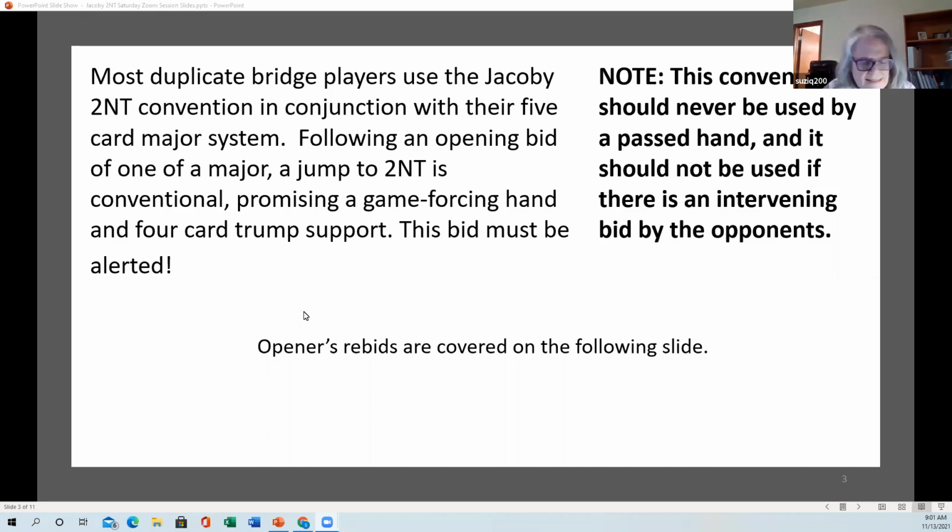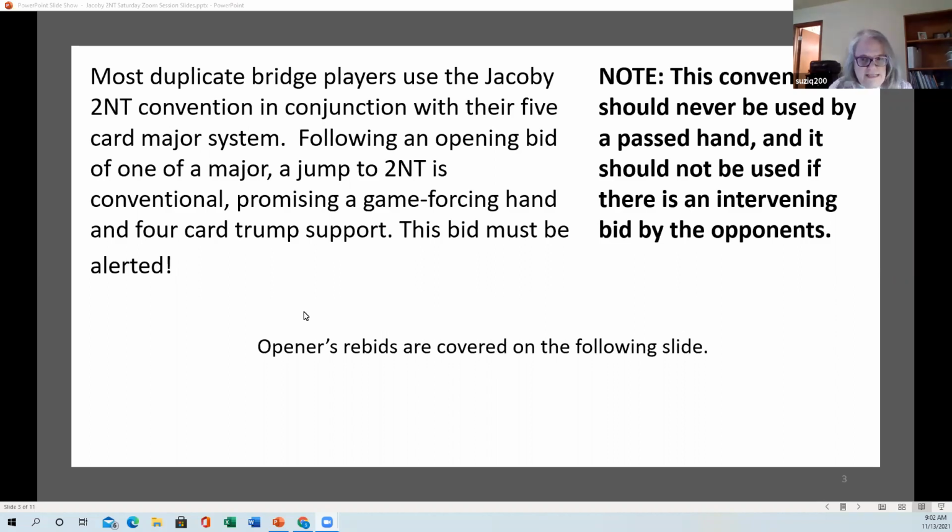There are a number of ways out there that you can show a game forcing response with trump support for your partner's major suit. This is one of the best known of those. Following an opening bid of one of a major suit, that is a heart or a spade, a jump to 2 no trump promises 4-card trump support. There's that thing about the 9-card trump fit again.